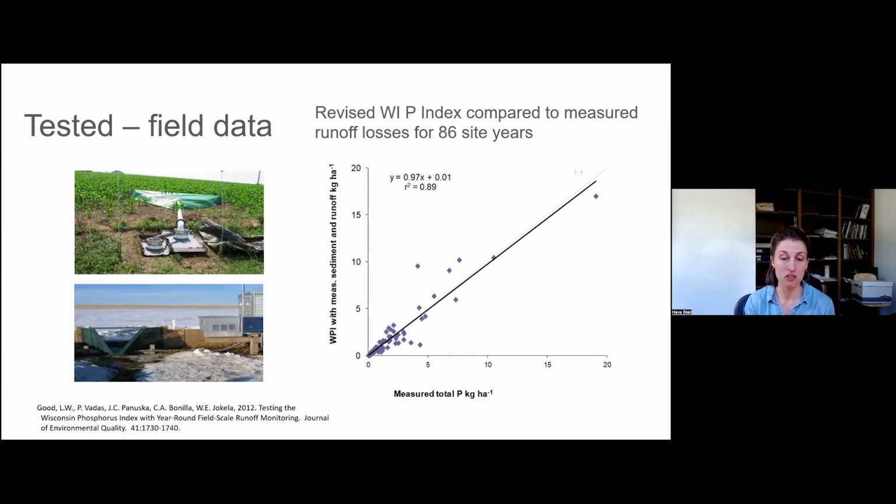What I'm showing here is some data from one study where we did some testing across 86 site years to see how well the Wisconsin P-index equations are able to represent phosphorus loss compared to measured values. So when we're looking at this graph of total P, we've got the measured phosphorus on the x-axis, the horizontal, and then we've got the Wisconsin P-index predictions or estimates on the y-axis.